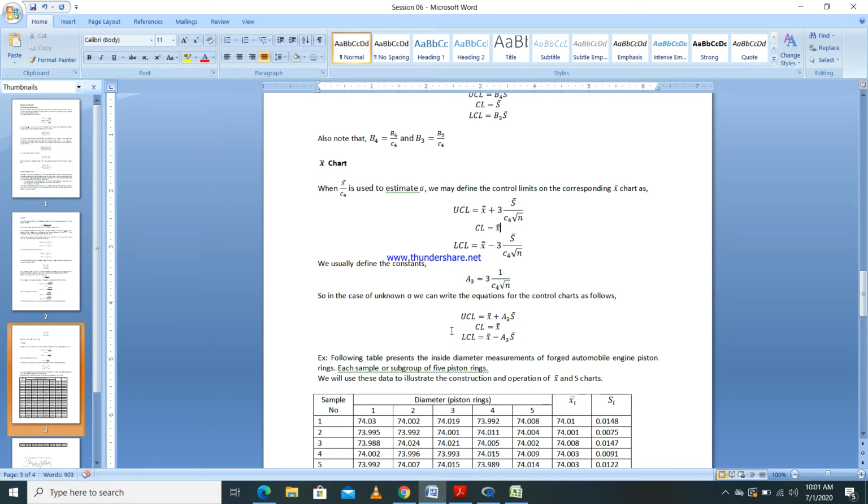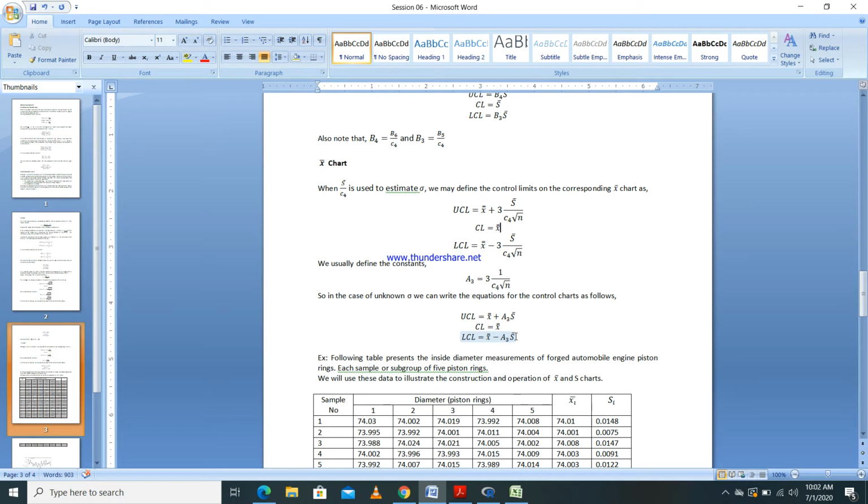So I can rewrite the equations of the control limits, that is, the center line is again X double bar, and the upper control limit is equal to X double bar plus A3 times S bar, and the lower control limit is X double bar minus A3 times S bar, right? So if you wonder whether you have to remember all the equations for the final examination, it's like this.